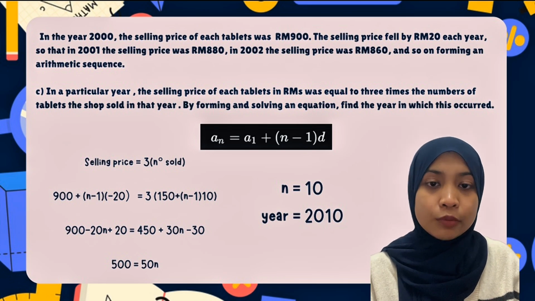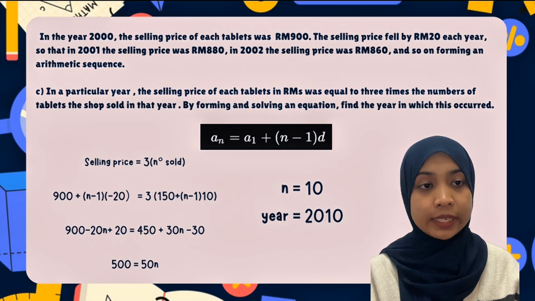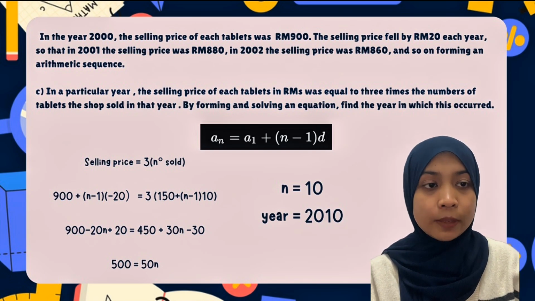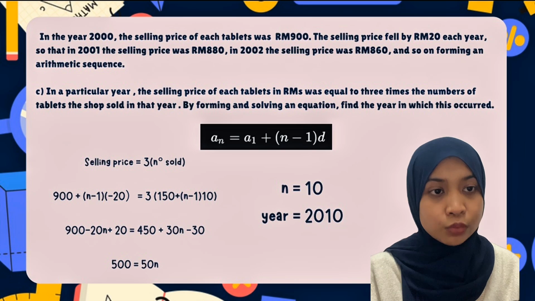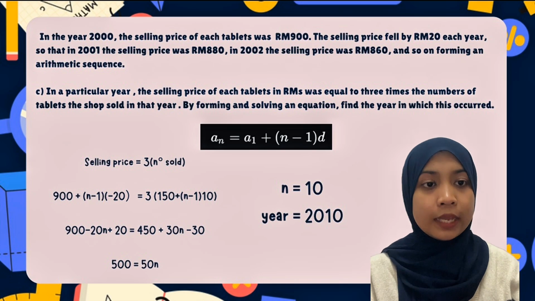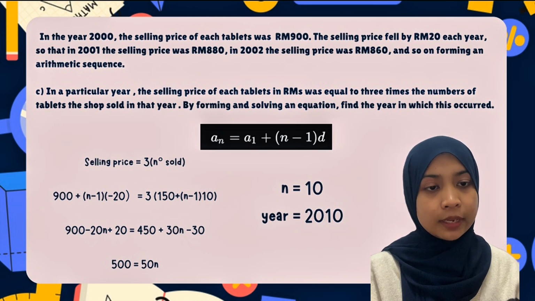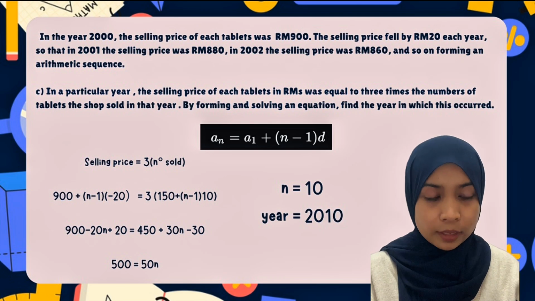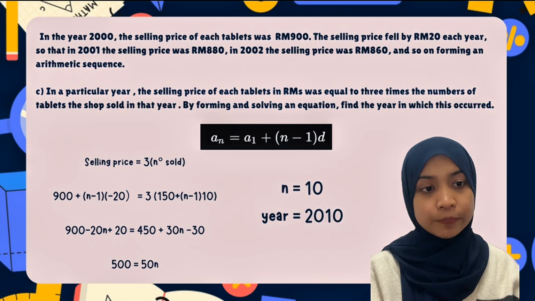(n minus 1)(10)). We're going to expand all of this equation, and it's going to give us 900 minus 20n plus 20 equals 3, and then in brackets 150 plus 10n minus 10, which simplifies to 920 minus 20n equals 3 times (140 plus 10n), and further to 920 minus 20n equals 420 plus 30n. Rearranging the terms to solve for n, we get 920 minus 420 equals 30n plus 20n, which simplifies to 500 equals 50n. Divide both sides by 50, which gives n equals 10.